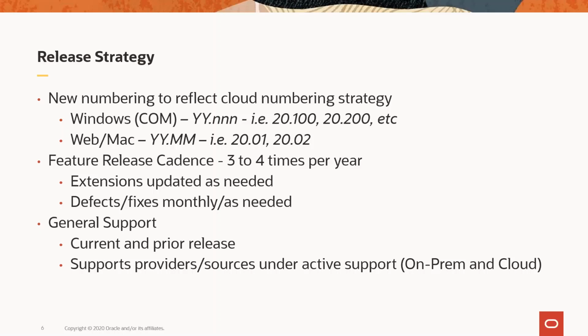The web or the Mac one's a little bit different just because it's a different build. We do that one as a 20.01 because that only supports cloud sources. We could align that one directly to our cloud numbering. So that's why you see a little difference in the numbering there. They also have a different release cadence because they are two separate code lines and their roadmaps are driven differently, because for core SmartView we're not so dependent on Microsoft to surface functionality. For the Mac web, we are.